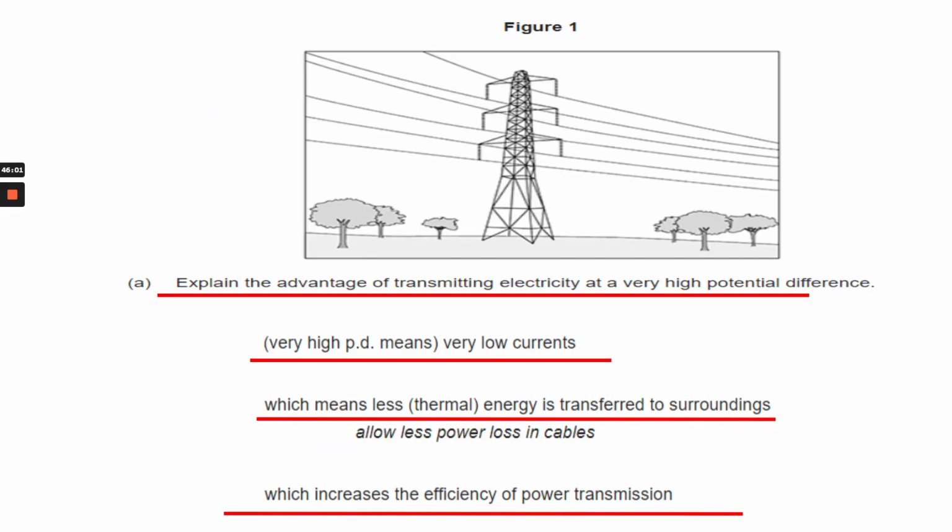Explain the advantages of transmitting electricity at a very high potential difference. Very low current, less thermal energy loss to the surroundings, increases the efficiency. That is from the marking scheme of a real exam. It's exactly what I've just said.